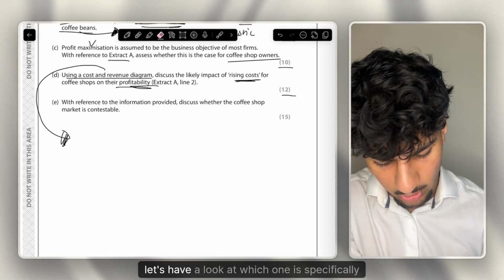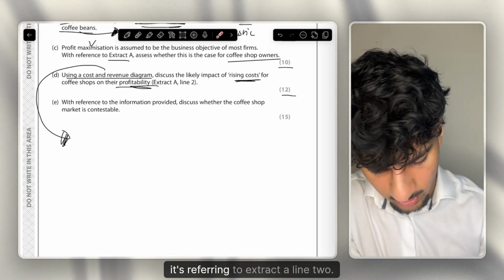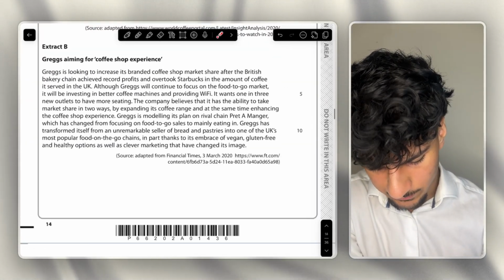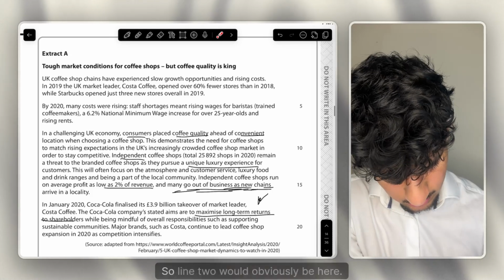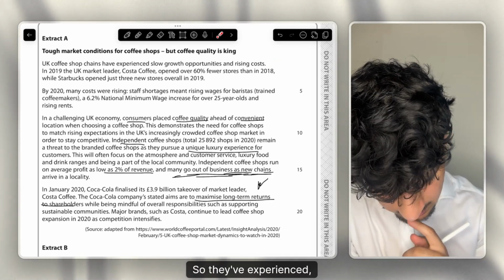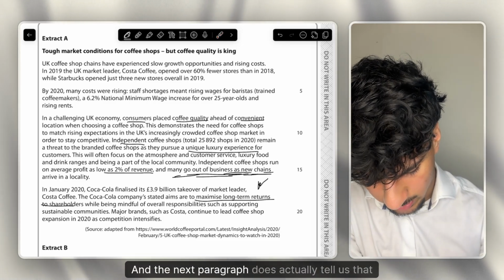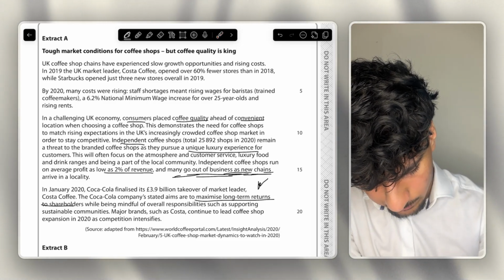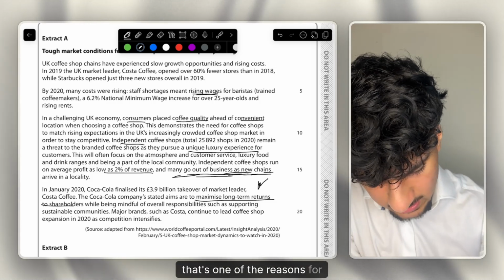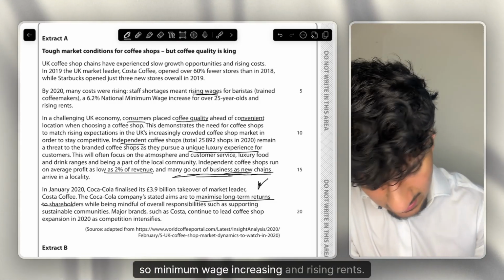But let's have a look at which one is specifically increasing, referring to Extract A, line 2. So line 2 would obviously be here. Line 2 is here, apparently, my bad. So they've experienced rising costs, but we're trying to find why there are rising costs, and the next paragraph does actually tell us that. So rising wages, that's one of the reasons for the rising costs. So minimum wage increasing and rising rent.